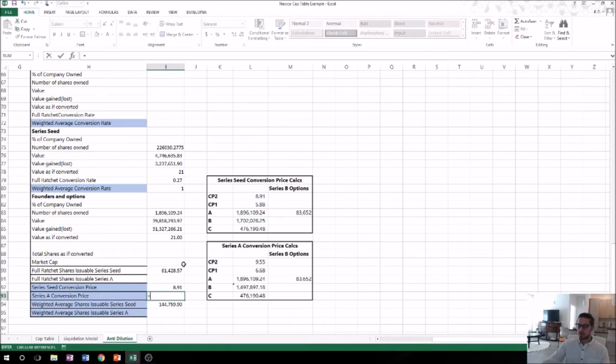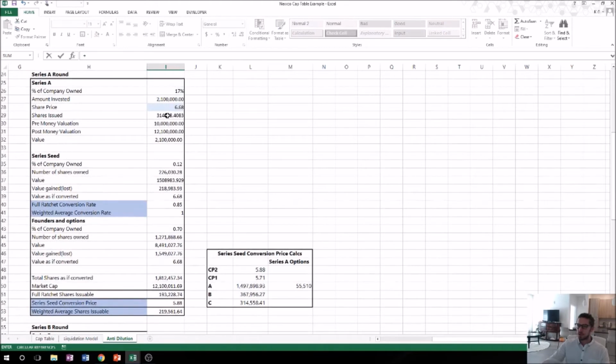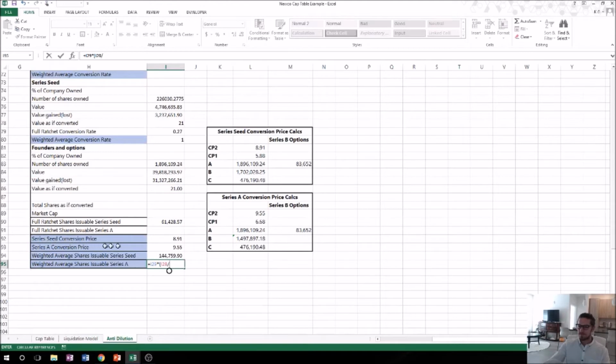So the Series A conversion price, just like the Series C conversion price, is just CP2. Then the weighted average shares issuable is calculated just like above: you take the shares issued into Series A, multiply it by the share price, divided by the Series A conversion price. It gives you the shares issuable. After that, we'll do the full ratchet shares issuable. We'll do it in order this time.